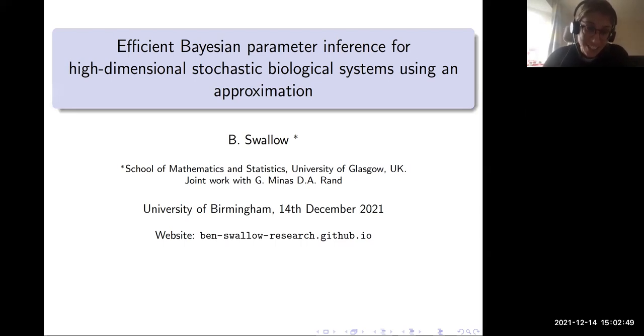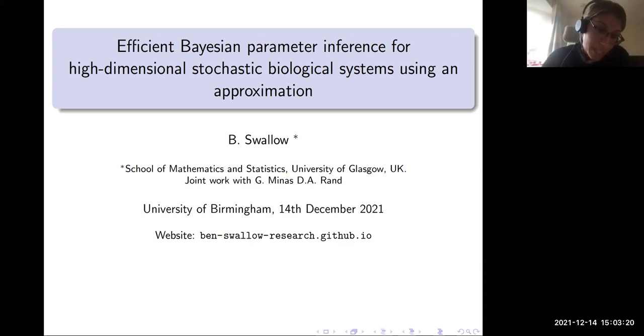So Ben is a lecturer in statistics at the University of Glasgow, and I have the pleasure to know him personally when both of us were postdocs at the same time at the University of Warwick. And Ben did his PhD in statistics at the University of St. Andrews, which was followed by postdoctoral positions at the University of Bristol and at the University of Warwick. And as of 2020, he became a lecturer in the School of Mathematics and Statistics at the University of Glasgow.